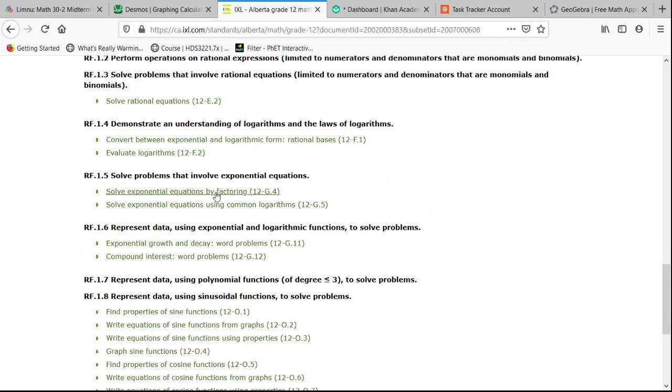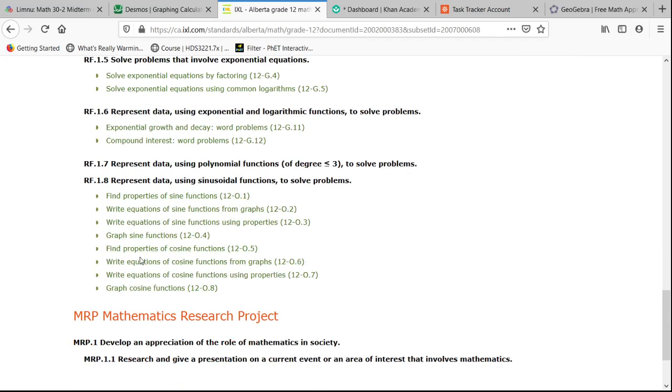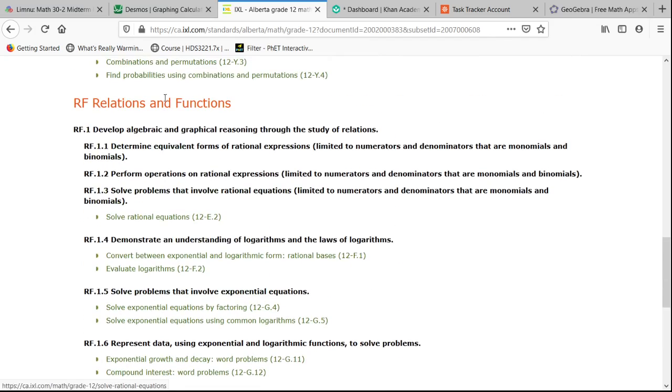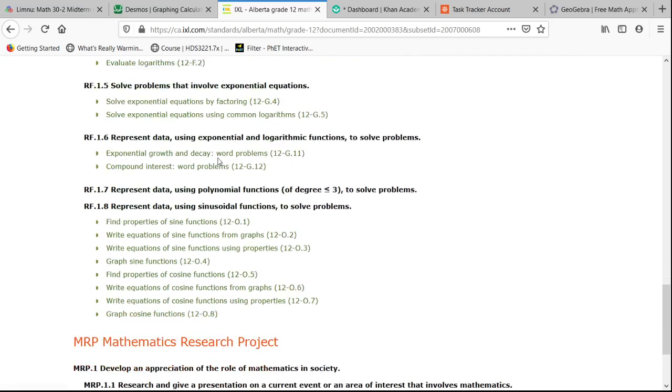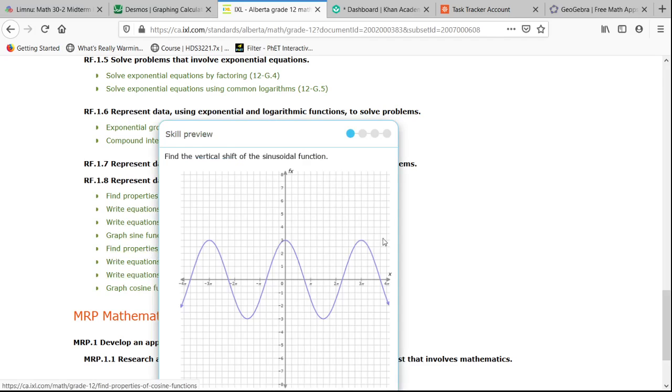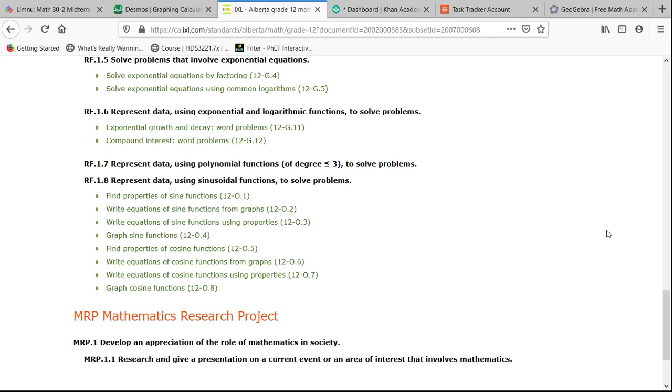So 1 isn't listed here. 8, there's lots. 1 is the equivalent form. So that's looking for the common factors and canceling. So 8, this is a really good area to explore and practice before the retest next Tuesday.